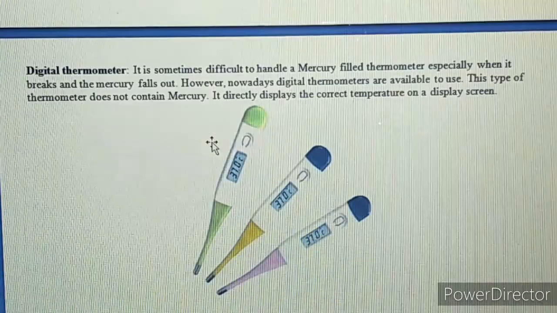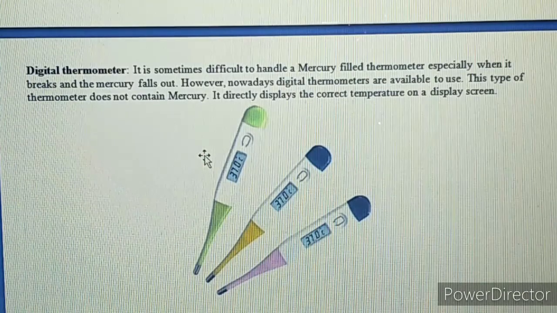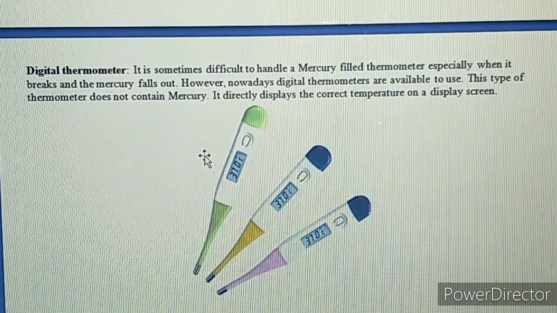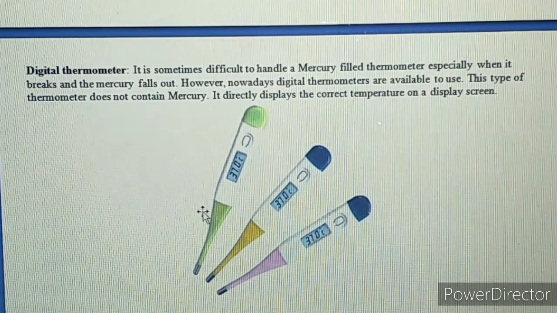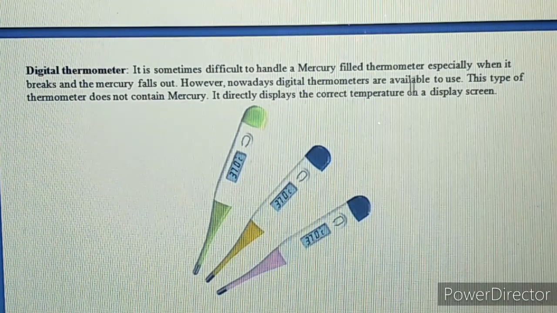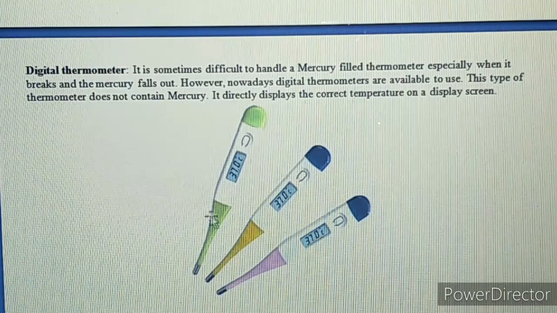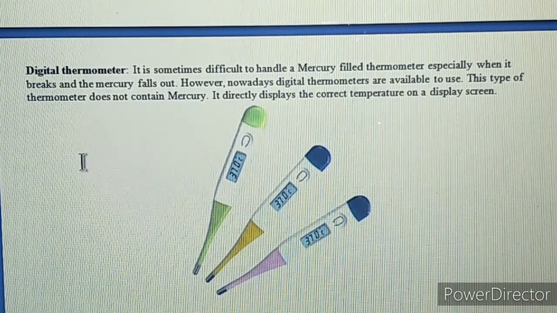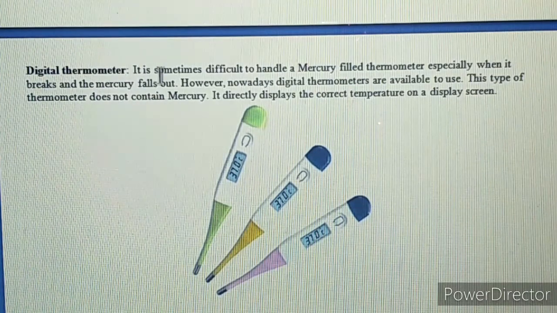Nowadays we are not using those mercury thermometers, because we have to be very careful while using them. So nowadays the digital thermometer has come into use. It does not break, and it is not made of mercury either. So what is a digital thermometer actually?